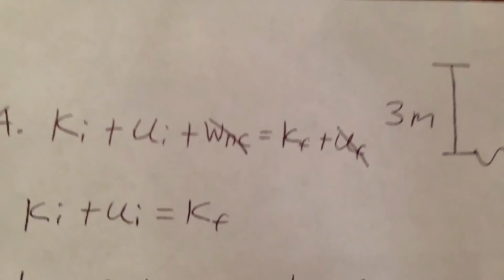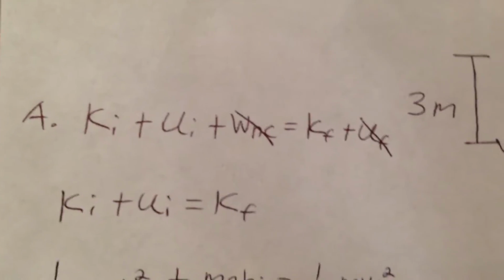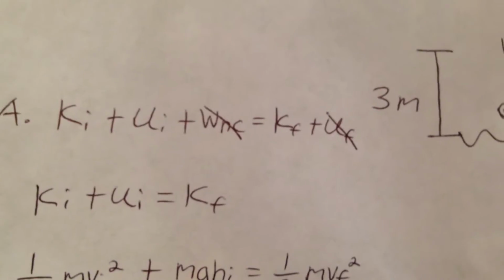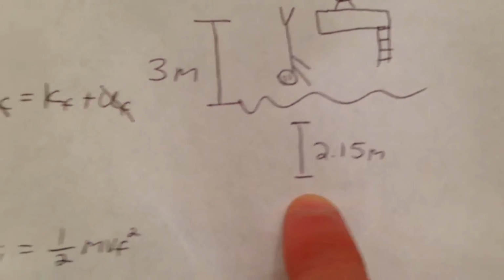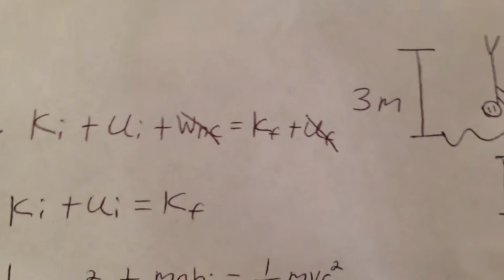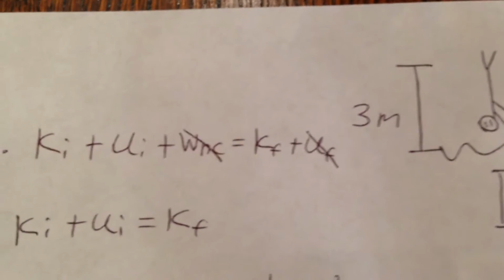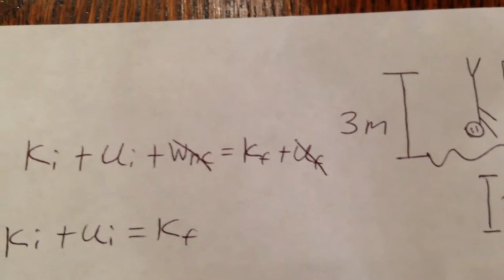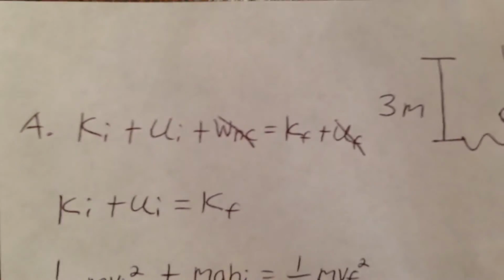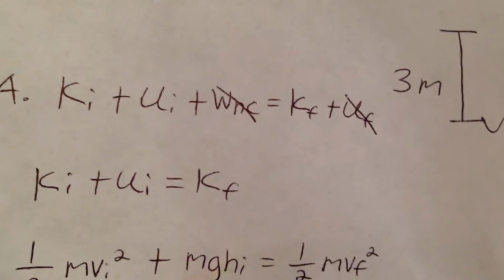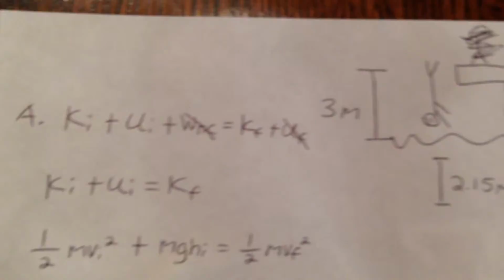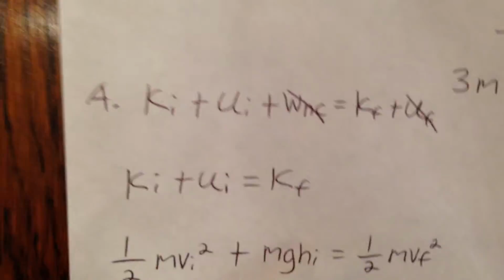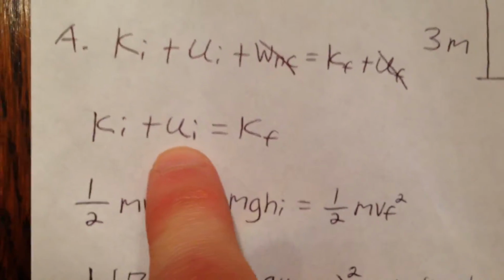So there's two terms we can cancel out or make zero, and that's going to be the final potential energy, because his final position is zero. And also the non-conservative work, because there is no non-conservative work, because we're assuming negligible air resistance while he's in the air. So the only force acting on him is gravity, and that's a conservative force. So this is what it simplifies to be.